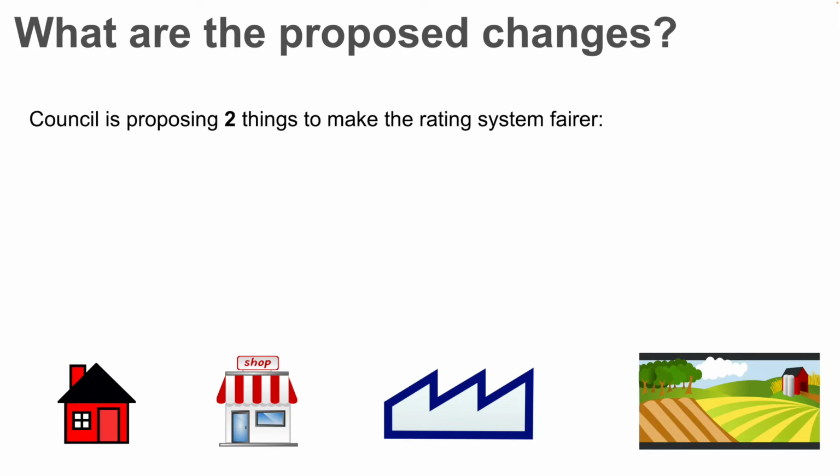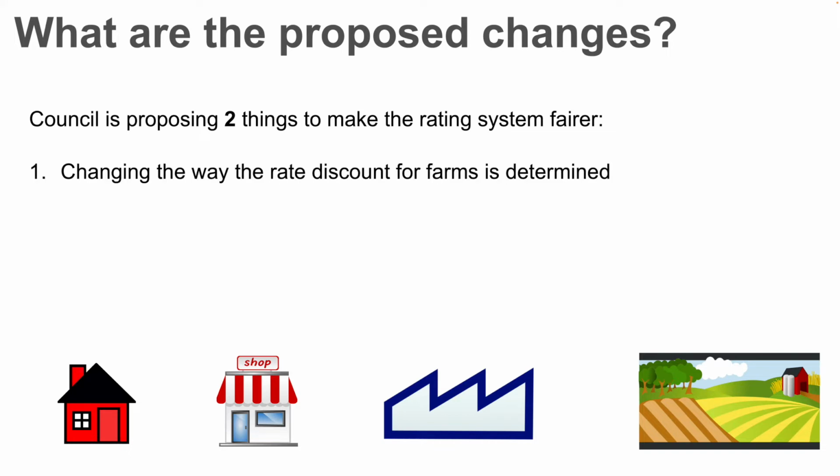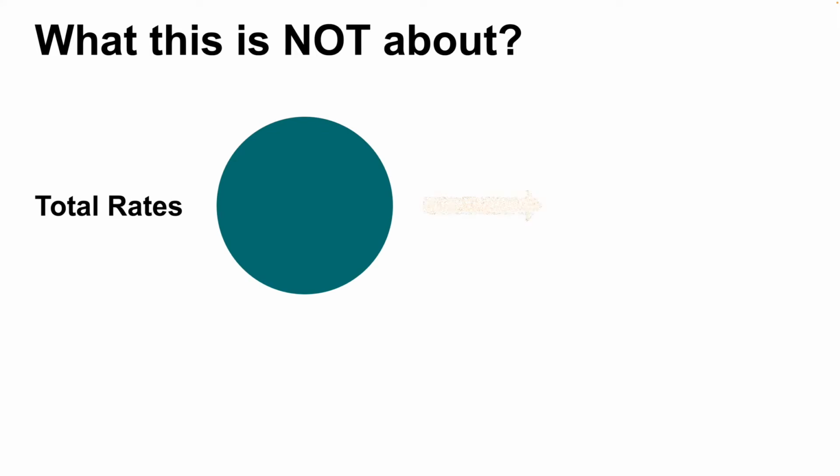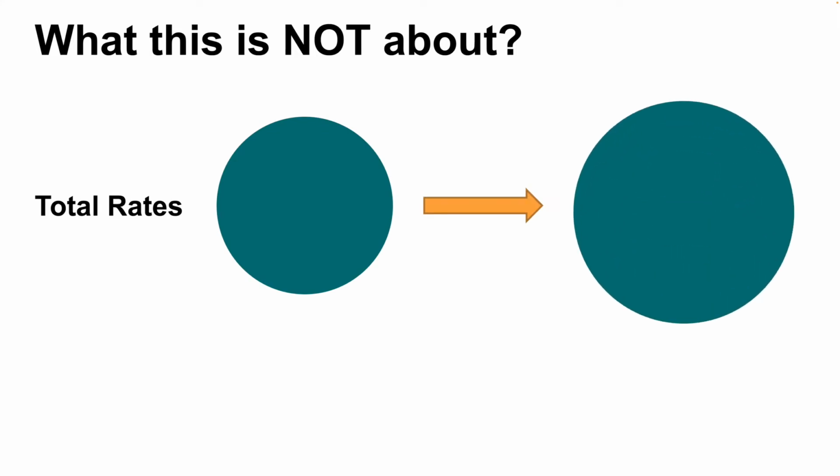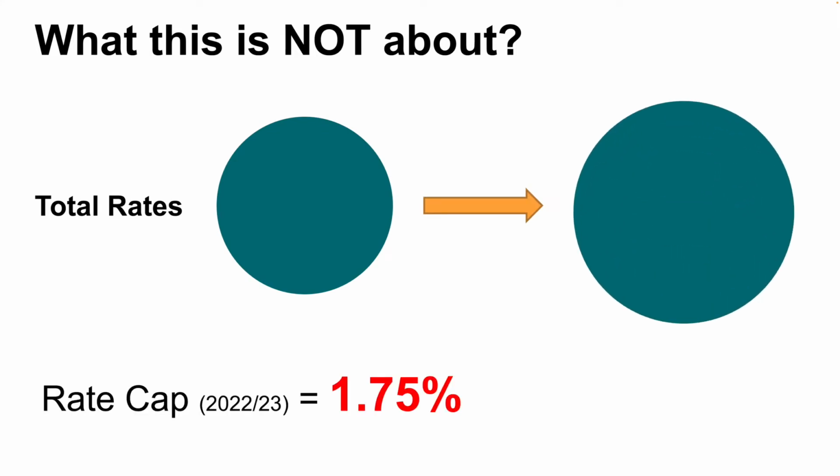Council is proposing two things to make the rating system fairer. Firstly, it's going to change the way the rate discount for farmers is determined, and secondly, it's going to reduce the fixed charge component of rates. So what is this not about? It's not about the total amount of rates or how much revenue we're going to raise, because that is fixed by the rate cap for next year at 1.75%.